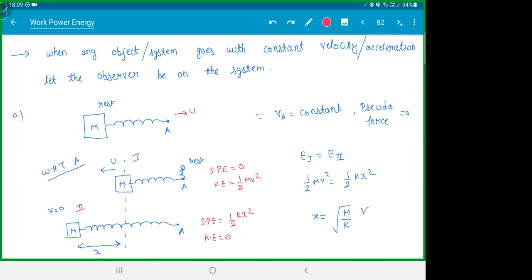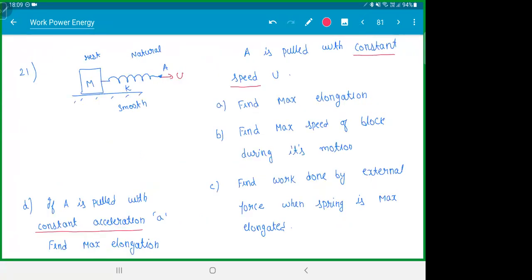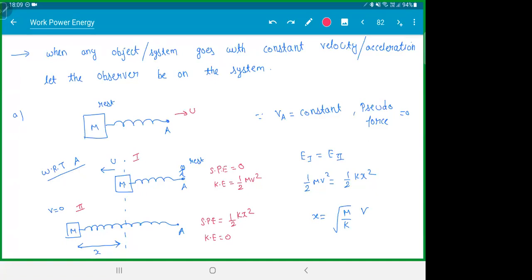This is the first part. What was the second part? Find the maximum speed of the block during the motion. Can you try? I'll give you a minute. Using from here, can you think of something? Find the maximum speed of the block during its motion.